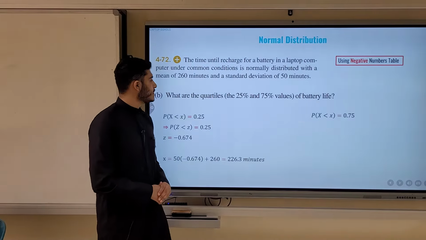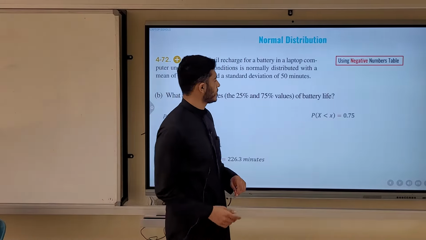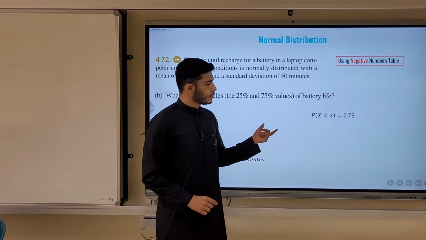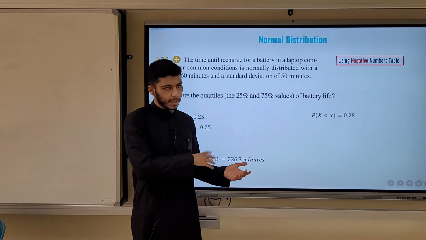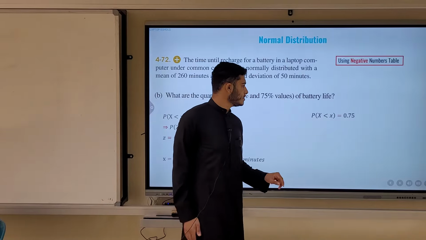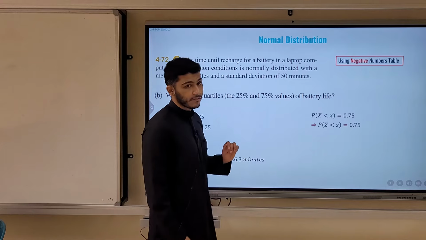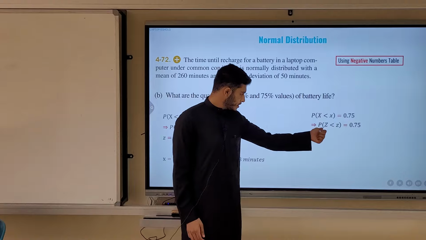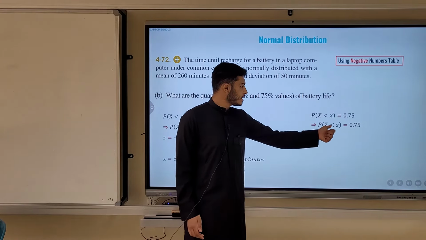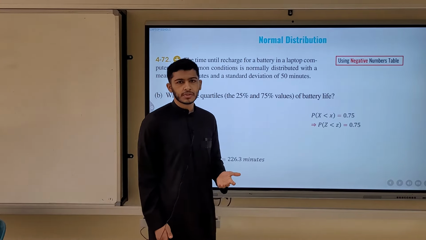Now, the 75th percentile, or the third quartile. The same idea, the third quartile has 75% of the data below it, so it's safe to write it like this. We standardize it, but here we have a problem. Yes, it is cumulative, however, the value for z is not negative, so how can we solve it?